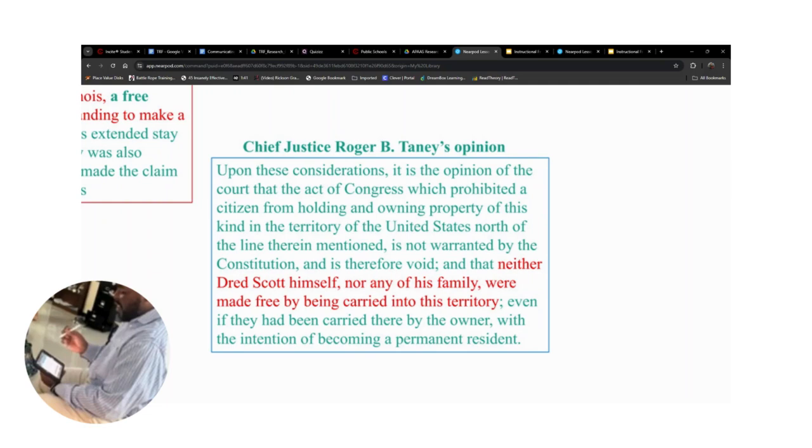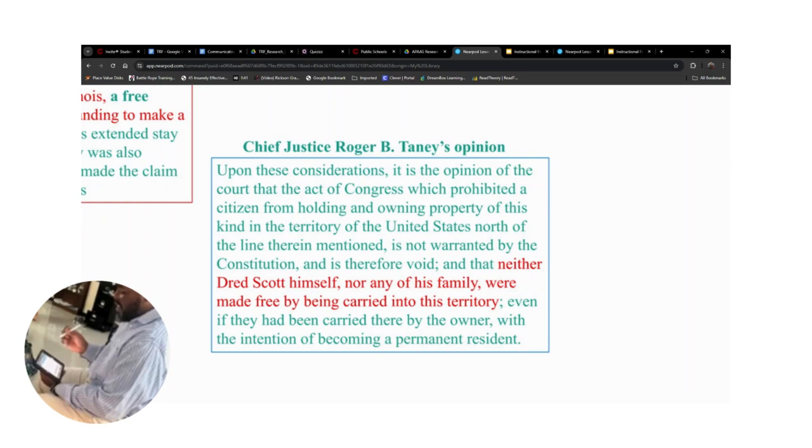Stop real quick. So what they're saying here is that Congress already passed the law. Does everybody got me on that? Y'all with me so far? That prohibited citizens from holding and owning property in the territory that's free. Everybody follow me? Yeah. And they said that is void, and that neither Dred Scott himself nor his family were made free by being carried into this territory. So just because you moved north to a free territory, was he actually free? That was the whole argument of Dred Scott.